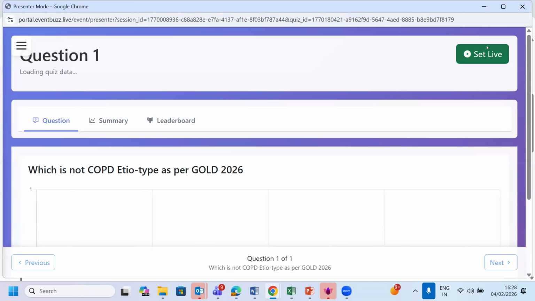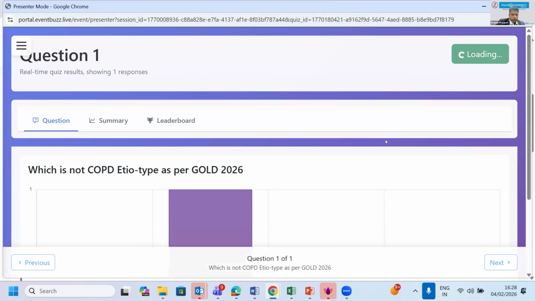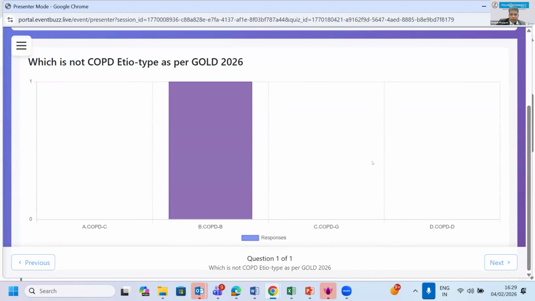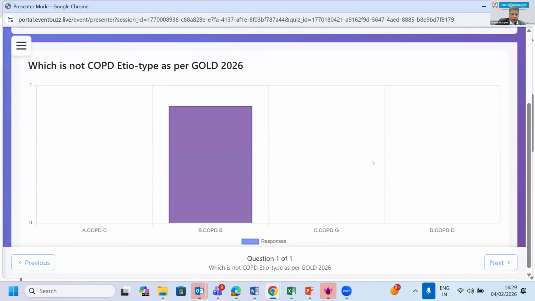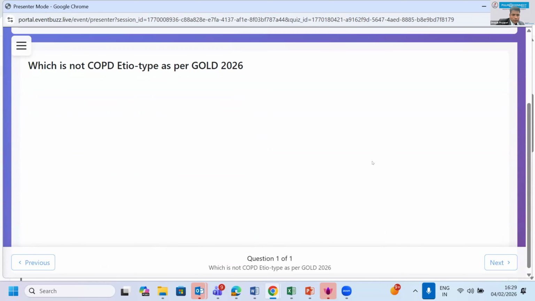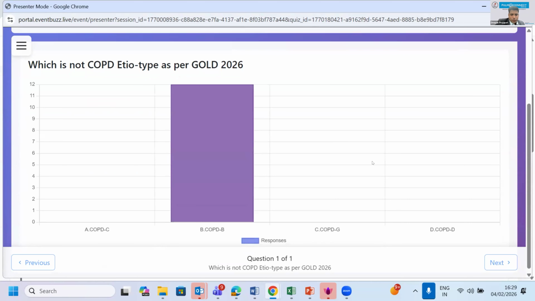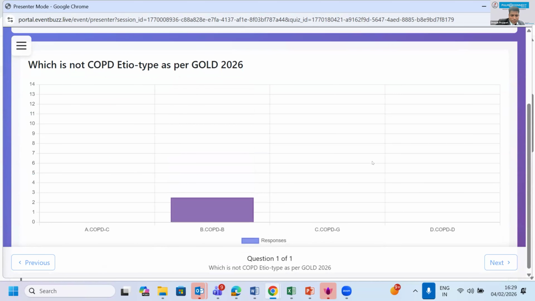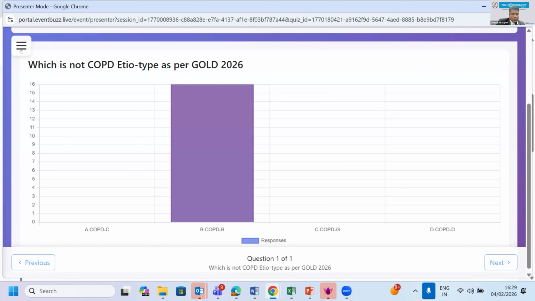Our first question is now live. Which is not a COPD ETO type as per GOLD 2026? Dr. Pranav already mentioned all about the ETO types in his talk. The options are COPD-C, COPD-B, COPD-G, and COPD-D. I am seeing that most of the participants are giving their responses.